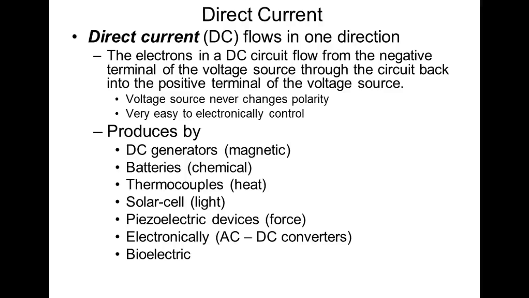So DC generators create voltages magnetically. Batteries create a difference in DC voltage chemically. Thermocouples create a voltage from heat, a difference in potential. Solar cells, of course, produce a DC voltage from light. Piezoelectric devices create a DC voltage from force. Electronically, we have what we call power supplies, and electronically we can convert AC to DC, which, thank goodness.